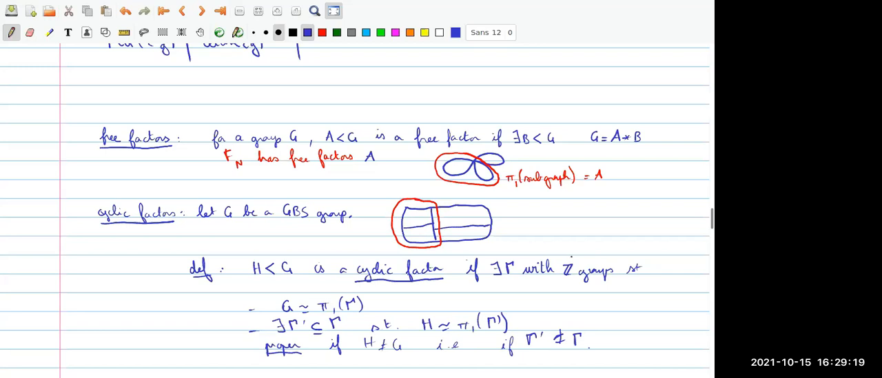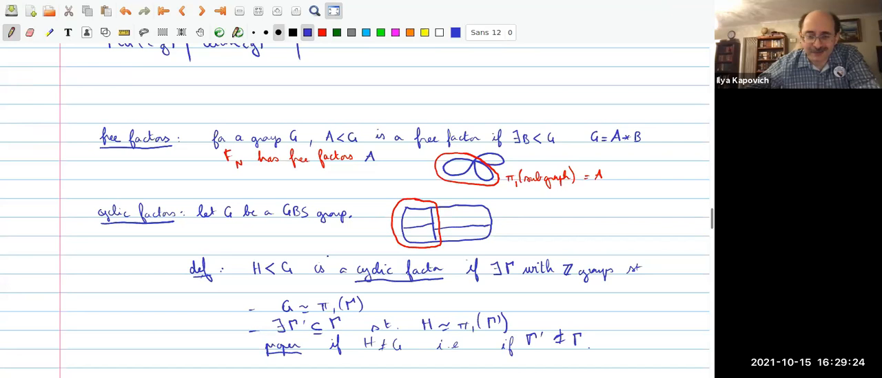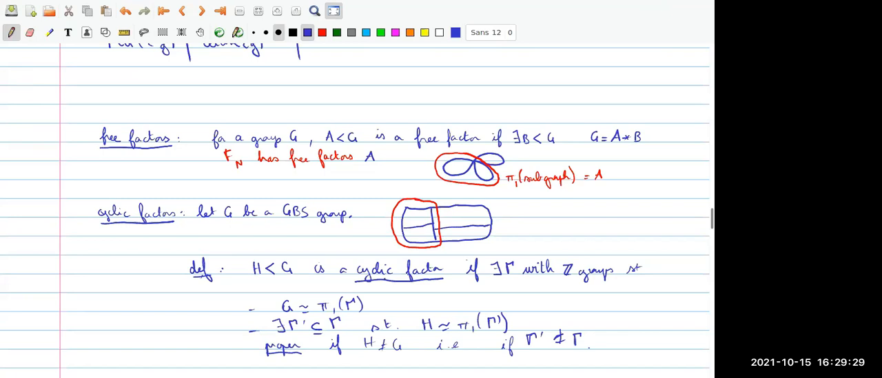So H is not actually a cyclic group, right? The word cyclic refers to what I wanted to specify. So when you have a free factor, unless G is free, there's no reason why the free factor should be free. For example, this is a free product and Z2 is a free factor, but it's not free.